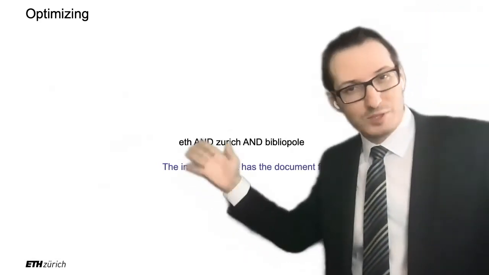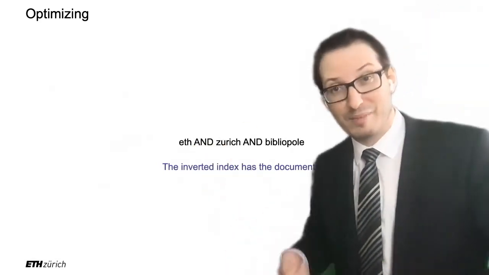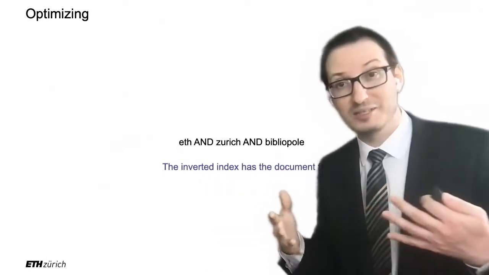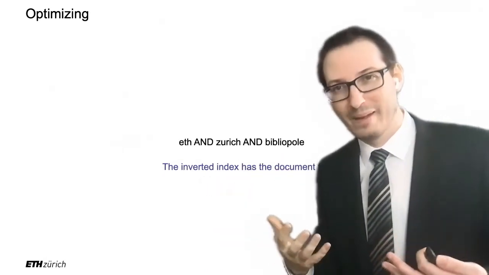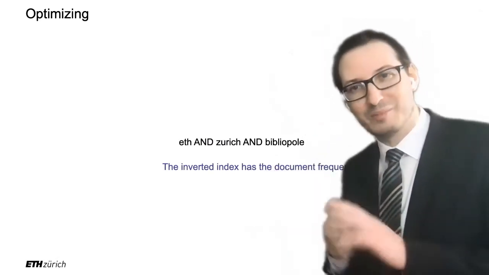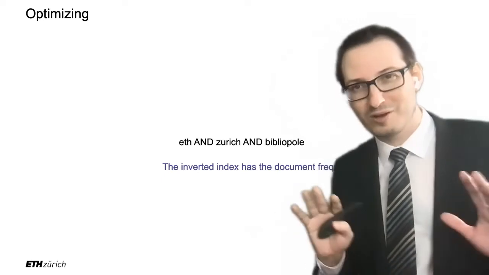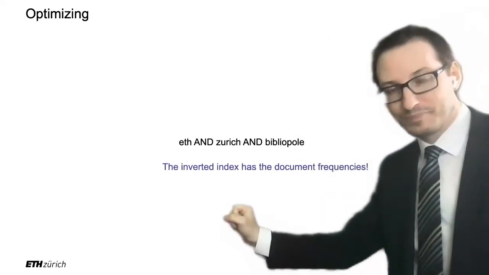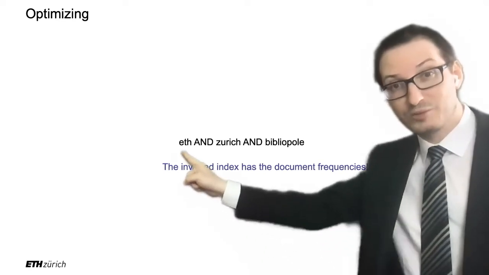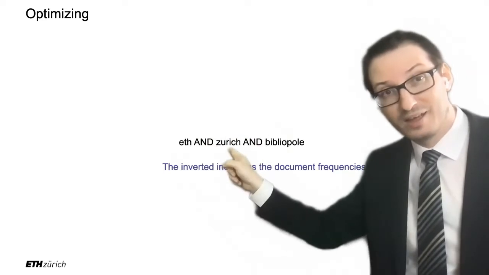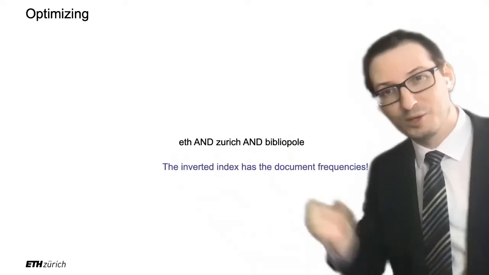Of course, you can compute in any way you want, because mathematically it's commutative. You have all the rules of logic, so you can rewrite it in any way you want and compute. But it's not forbidden to be smart, right? Maybe we can optimize things a little bit in order to preserve our computation resources. So imagine we are looking for these terms here. Let's start with a simple one: ETH and Zurich and Bibliopool, let's say.